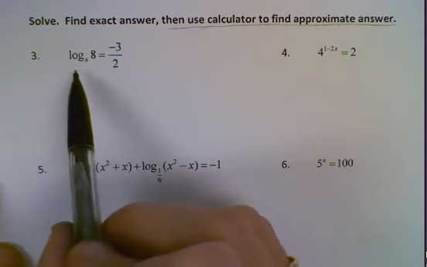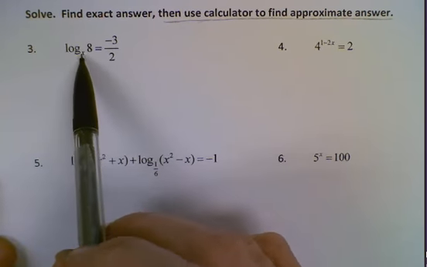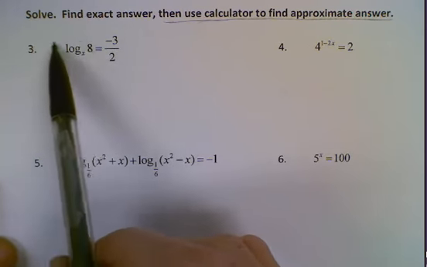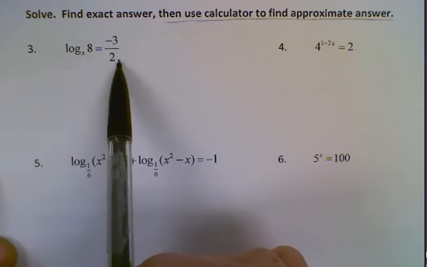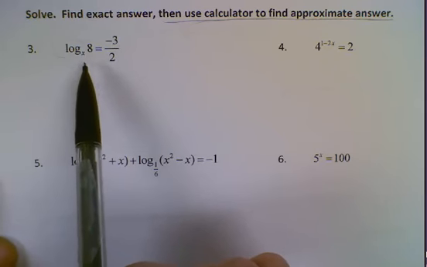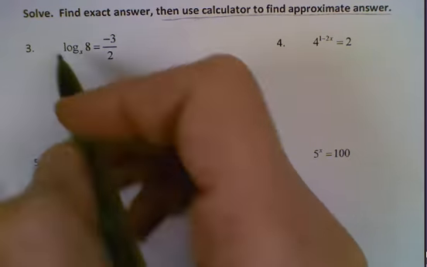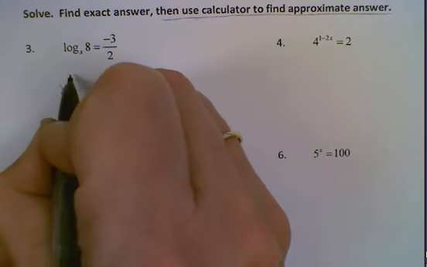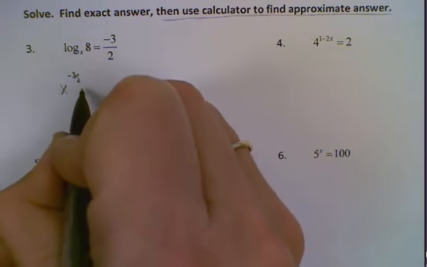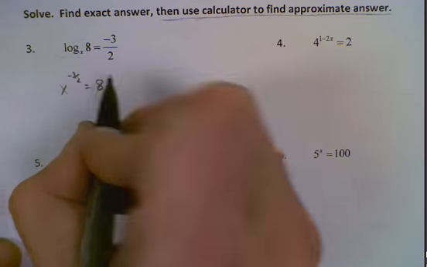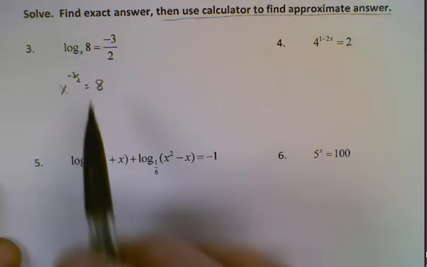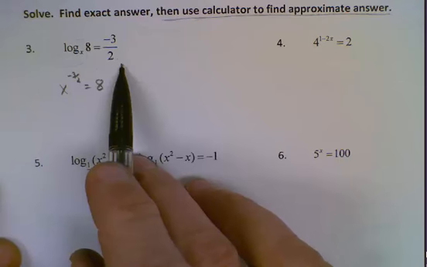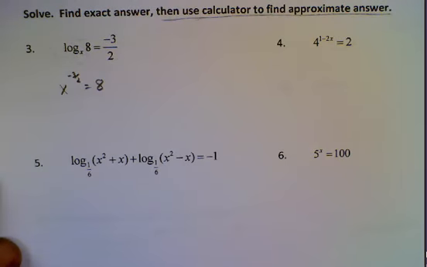Number 3 is a log equation. And so there are a couple of different kinds of log equations to look at. If you have a log equaling a number, which is what this one is, then you always want to just put it in exponential form. So x raised to the negative 3/2 power has to equal 8. Anytime you have the log of something equaling a number, then you want to put it in exponential form.